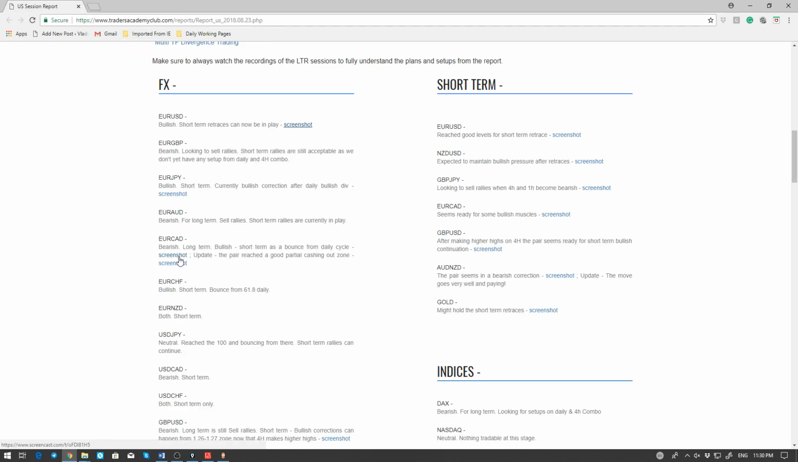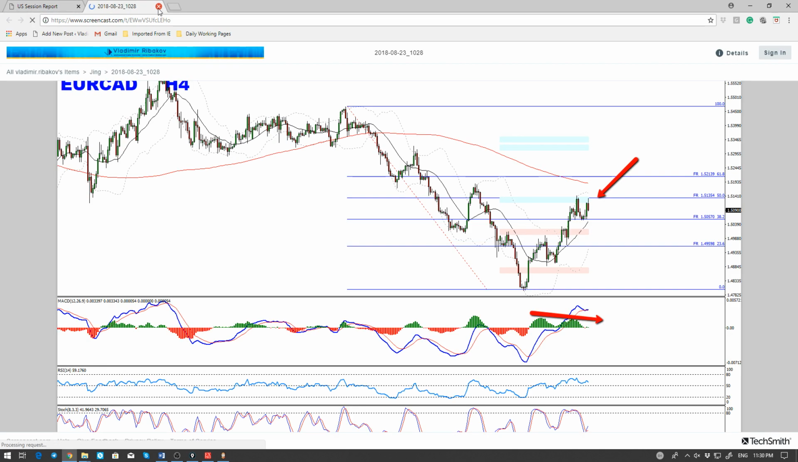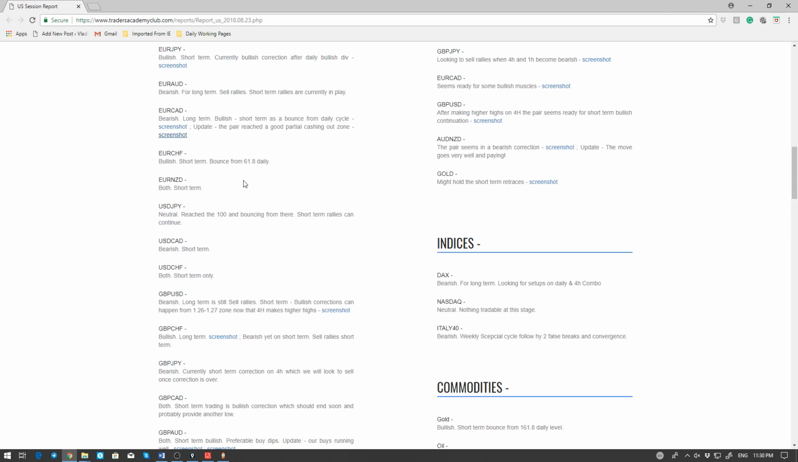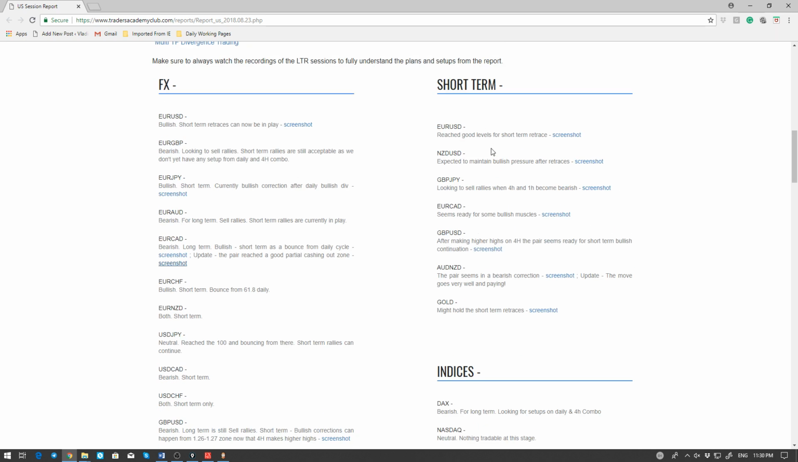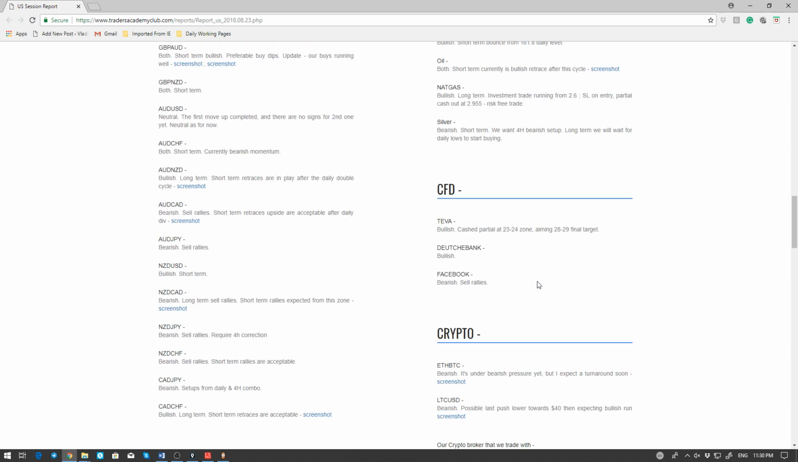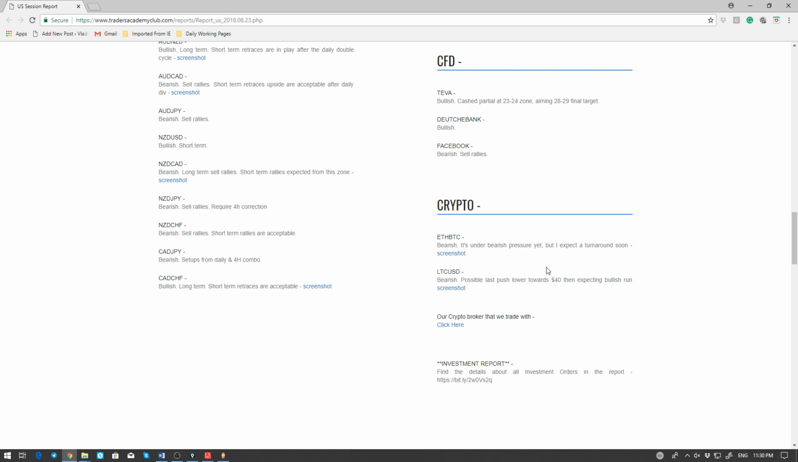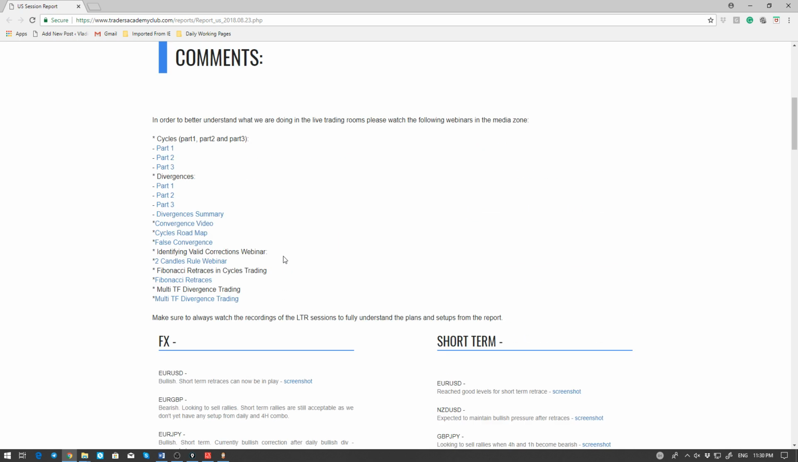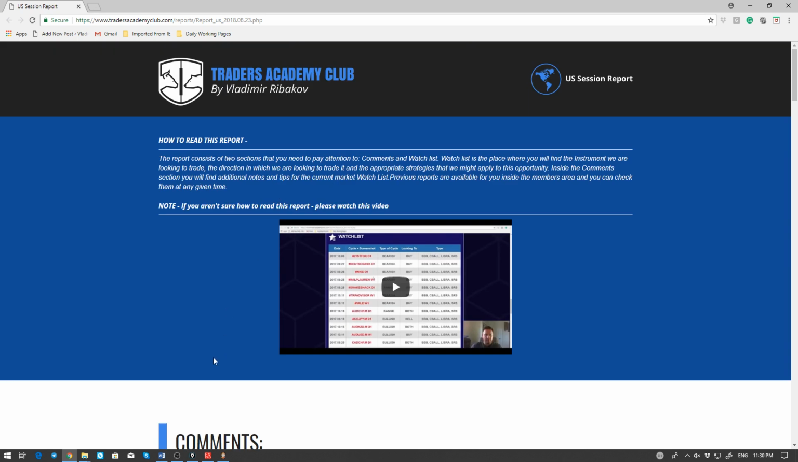This is the idea for the short term, and here you have the whole list of forex. That's the short term explained in general. Then the indices, commodities, CFDs, and cryptocurrencies as they appear on the entire list. And the last investment report you can find here as well. So that's basically the trading report.